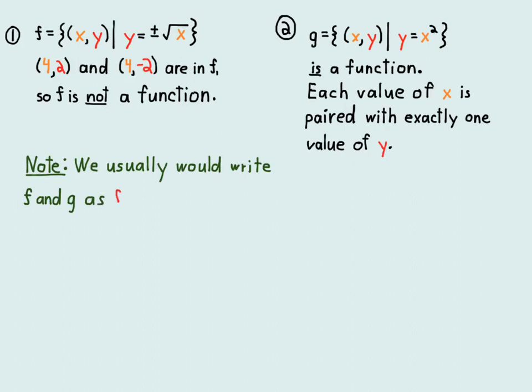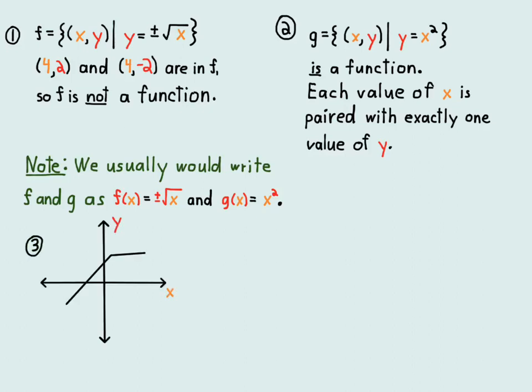So usually, this is using set builder notation, examples 1 and 2. Usually we would just write the formulas for them. f of x equals plus or minus square root of x, and g of x equals x squared. Means the same thing, okay? I just want you to get used to seeing both ways, because you will be seeing them both ways and you have to understand what it means.